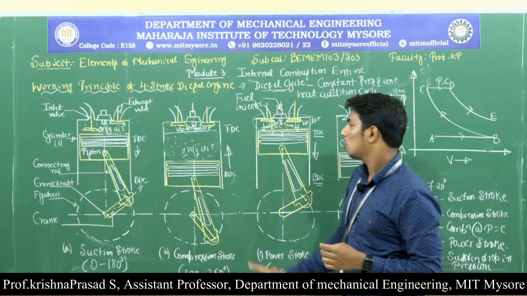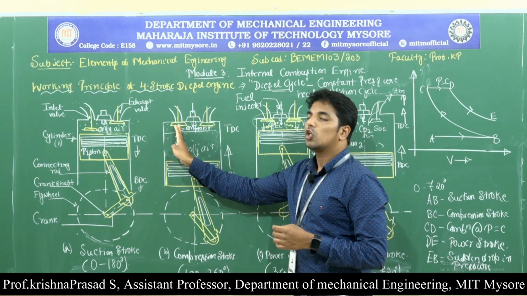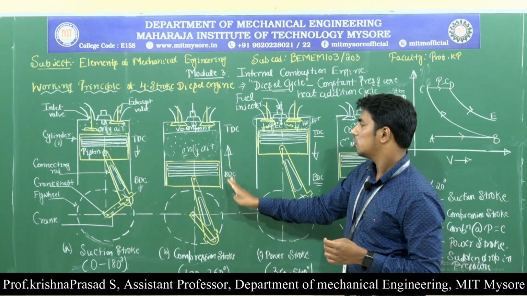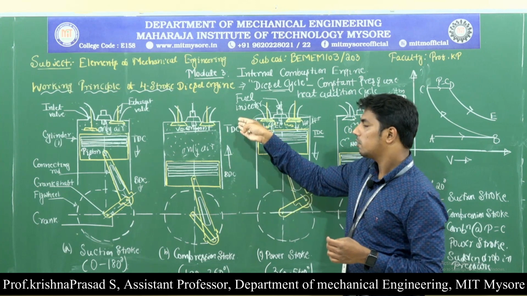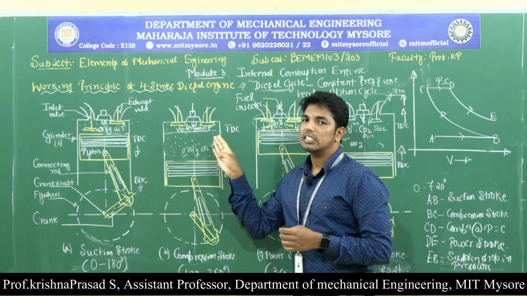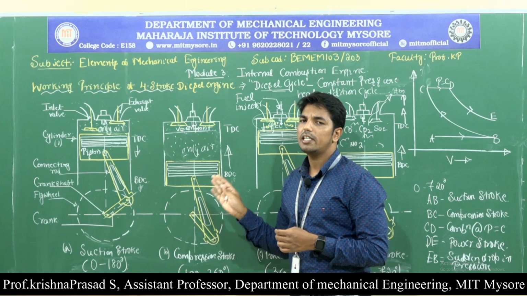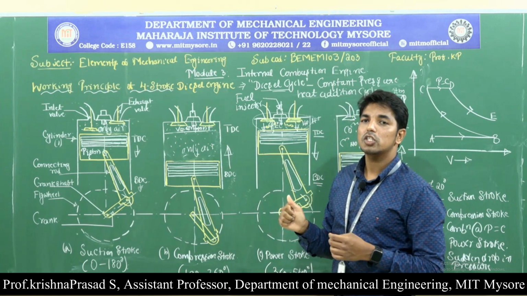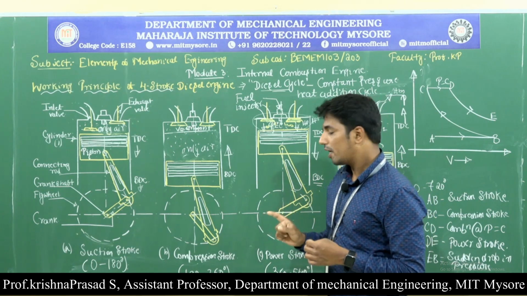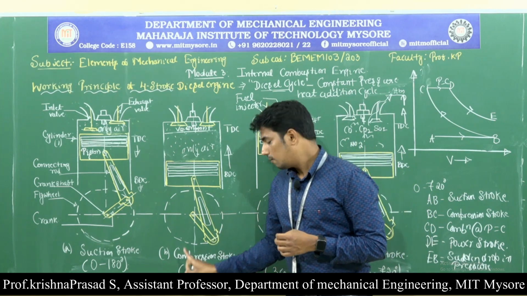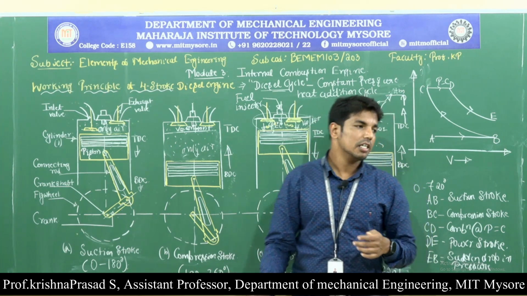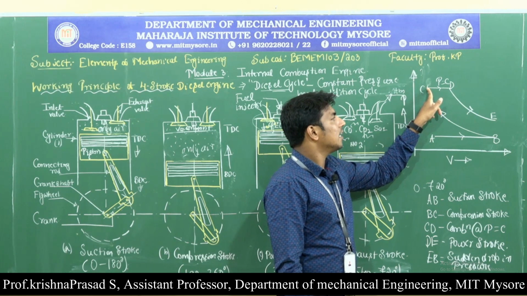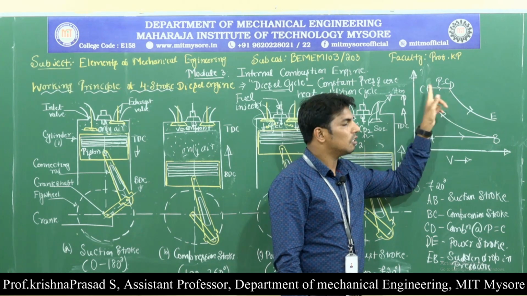Second one, compression stroke. During the compression stroke, the inlet valve is closed, the exhaust valve is also closed, and the piston moves from bottom dead center to top dead center. Due to the upward movement of the piston, the air present inside the engine cylinder is compressed to high pressure and high temperature, and at the end of the compression stroke, the pressure remains constant for a small displacement. During the compression stroke, the crankshaft rotates 180 to 360 degrees. That means line BC represents the compression stroke and line CD represents the combustion at constant pressure.